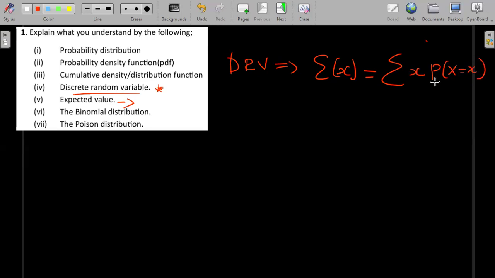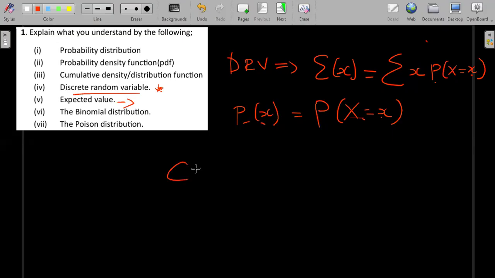Okay, so this P of big X equals small x simply means the probability of this X. In some books, it's just given as the probability of X like this. So capital X equals x. These here are the same. And this is under discrete.